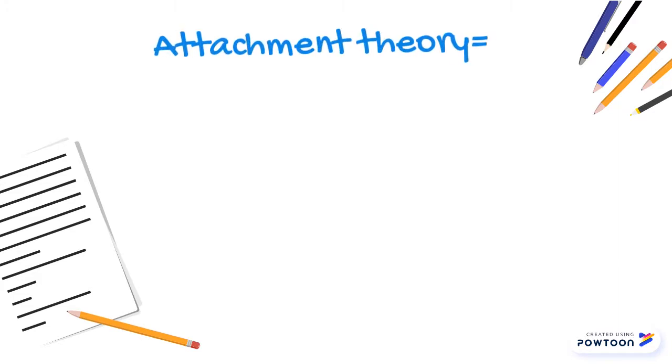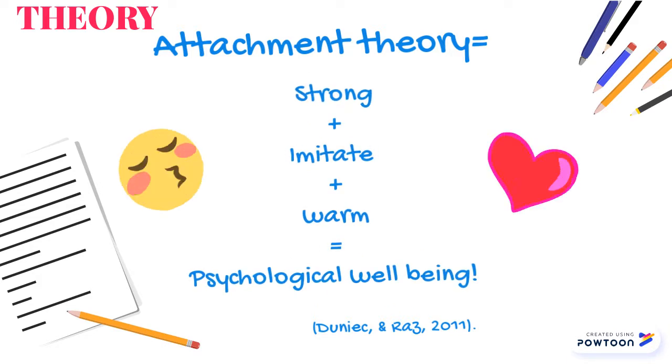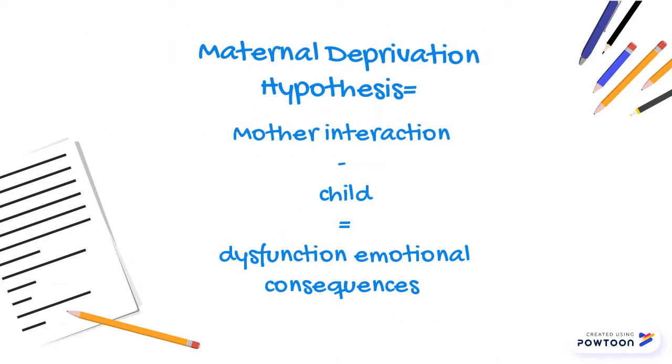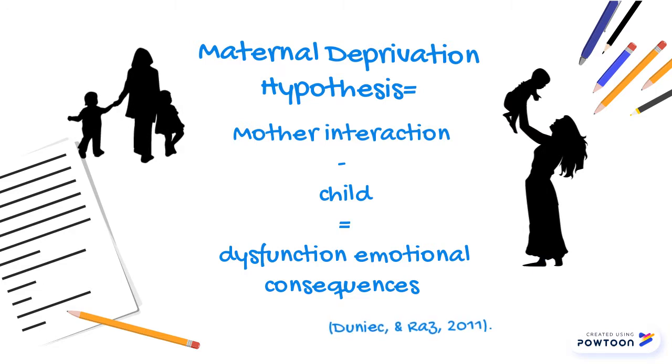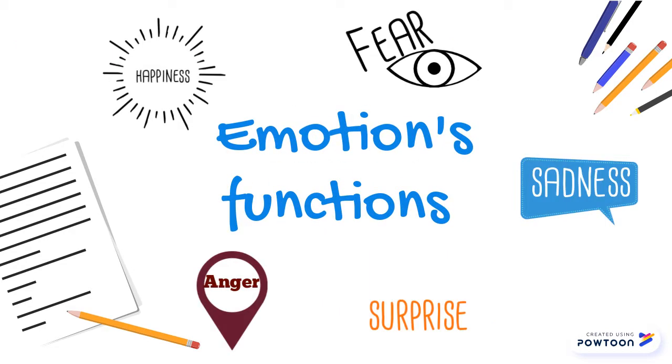John Bowlby came up with the well-known attachment theory, which suggests that individuals need strong, intimate, warm attachments to parental figures in childhood to have psychological well-being. An additional theory is Bowlby's maternal deprivation hypothesis, which describes how the lack of mother-child attachment in childhood can lead to dysfunctional emotional consequences. But why do children have these emotional consequences?